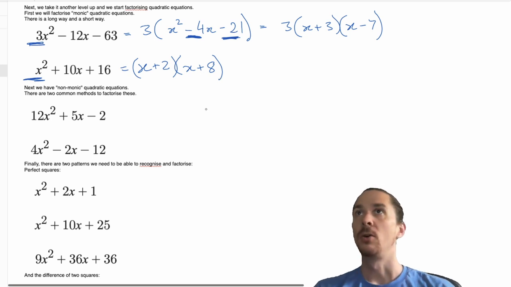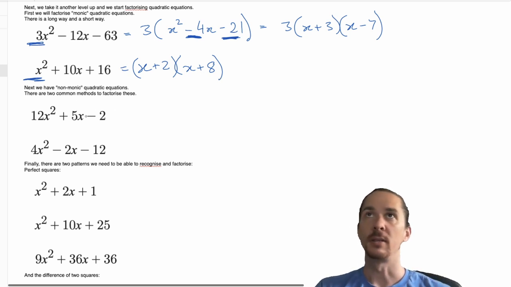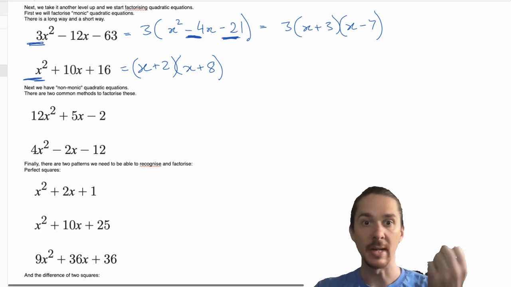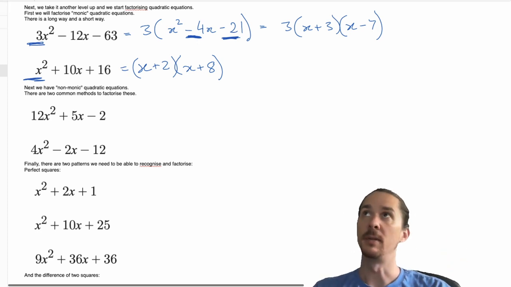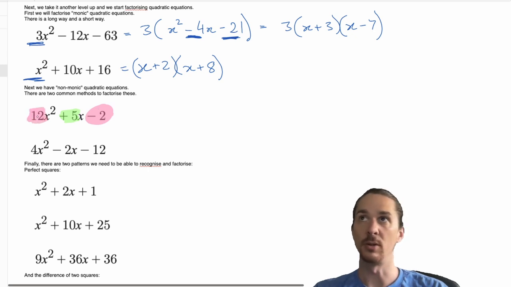Awesome. Okay, so now we have non-monics. So we're going to do something slightly different. We still want to find two numbers that add to something and multiply to something. The thing that they're going to need to add to is still going to be the coefficient of the linear term. But what they're going to multiply to is going to be the product of the constant term and the coefficient of the squared term.